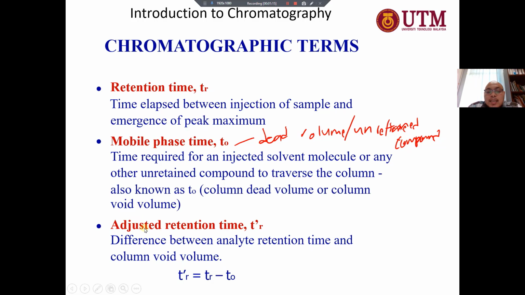And then we have the adjusted retention time. The adjusted retention time is the retention time minus the dead volume: the difference between analyte retention time and column dead volume or column void volume. I'm not sure how we call this name, T apostrophe R, but it's longer. Better I spell it out as the adjusted retention time.